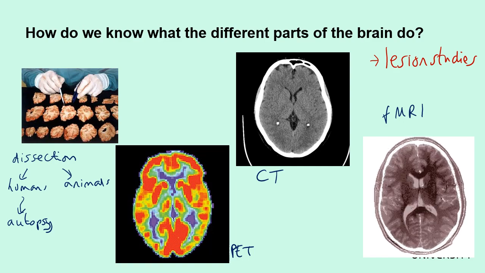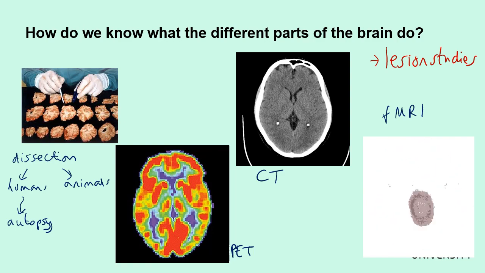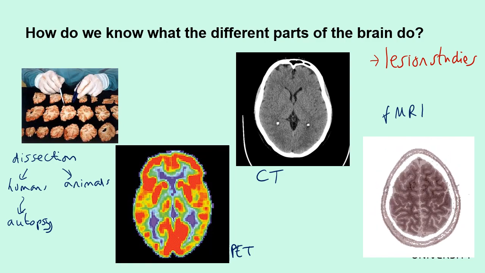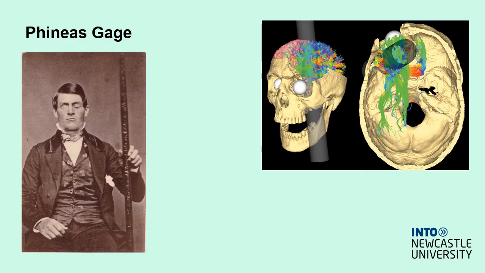In the old days, they would do this in different ways. You could do it in animals, so you could just remove or damage part of the brain and see the effect on animals. But some work was done on humans. And this is a really interesting story. I'm going to put a link to the story on Canvas because it's absolutely fascinating.